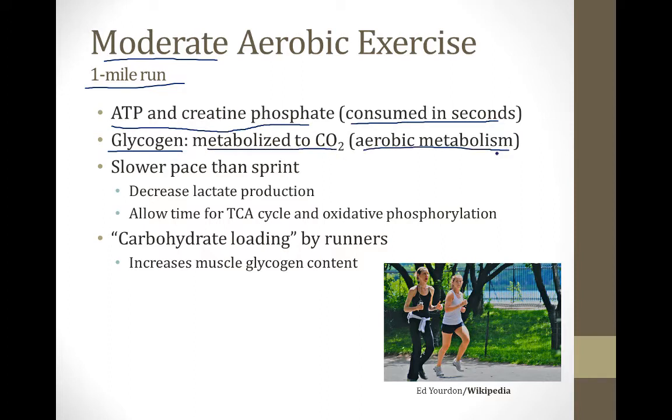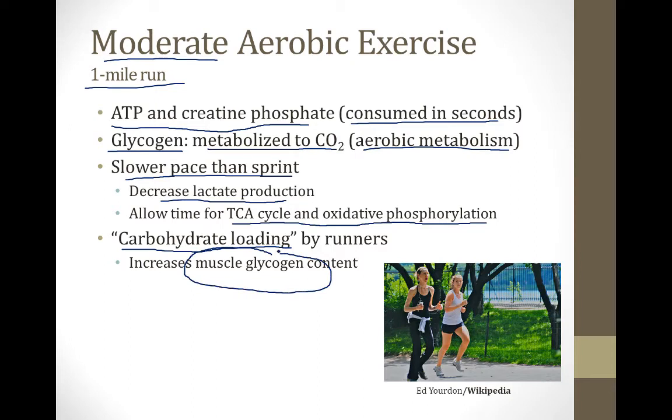As a result of waiting for these slower pathways, you have to run at a slower pace than in a sprint. But this is nice on your body because there's less lactate production and it allows time for the TCA cycle and oxidative phosphorylation to occur. And you may have heard of runners who do what's called carbohydrate loading. This means they eat lots of carbohydrates before a run. What they're trying to do is increase the amount of muscle glycogen so that they have more glycogen available for providing fuel during a jog.